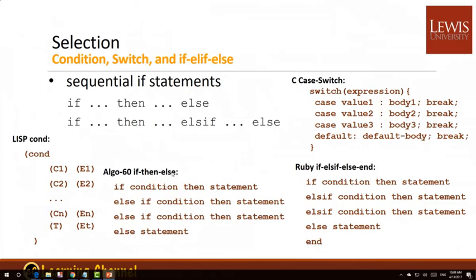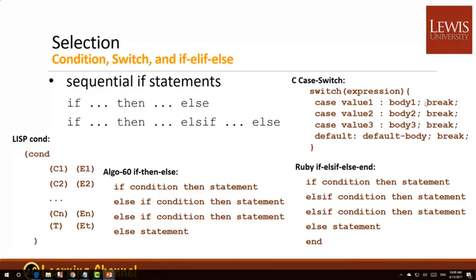Algol 60 is similar, but it doesn't have the else if. So you need to have if condition then, else if condition then, something like that. C has this switch, case switch. Same for Java. You put the expression here, and then you put your value for that expression for a certain case. And remember, you need to put some break to finish.